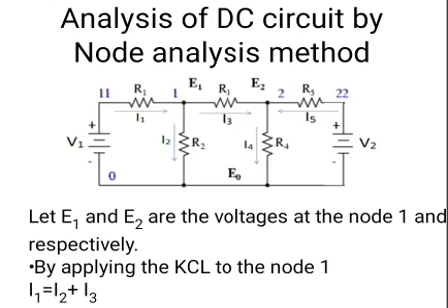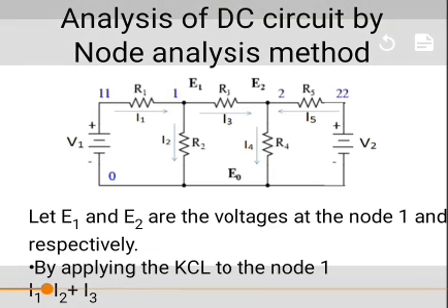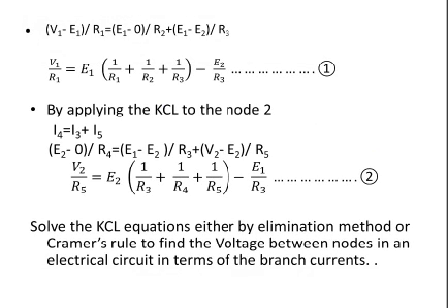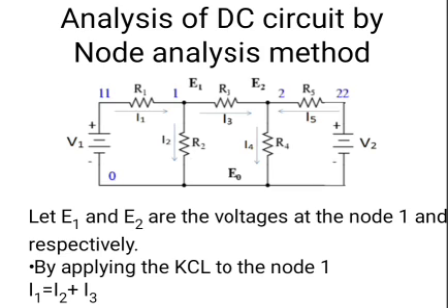One node we have to take as a reference node, say E0. Reference means in this we will take the potential of the node as 0. That means E0 equals 0 volt. So, E1 and E2 are the significant nodes. So, we have to calculate the voltages of E1 and E2 nodes. Once the voltages E1 and E2 are known, we can calculate all the branch currents.